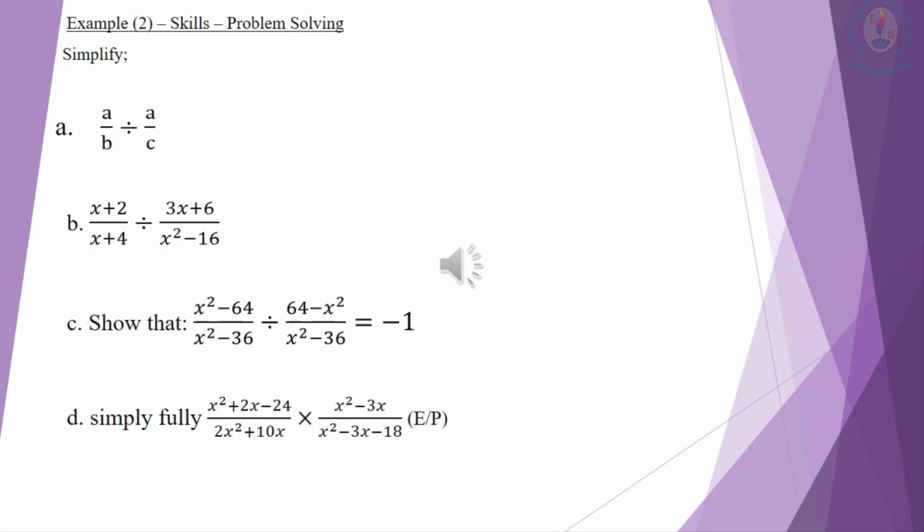Then part D, simplify fully. That is an exam practice question to be done by you on your own. That is x squared plus 2x minus 24 divided by 2x squared plus 10x, multiplied by x squared minus 3x divided by x squared minus 3x minus 18.